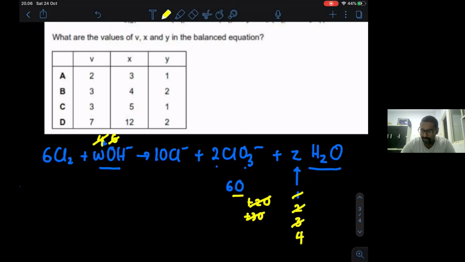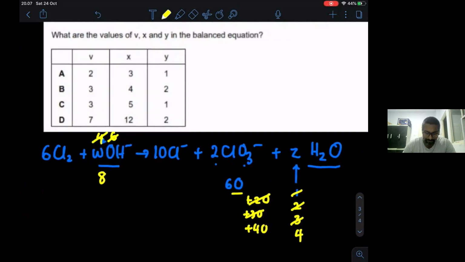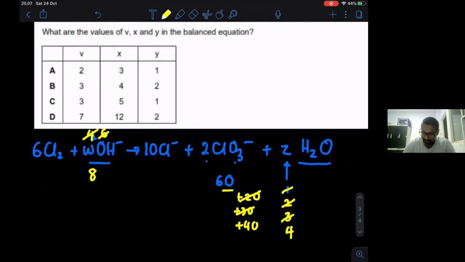Okay, 4. If I put 4, what will happen? If I put 4 here, I am going to have 4 oxygen here, so I have 6 plus 4, 10 oxygen. If I have 10 oxygen, and then I put 4, 8 hydrogen, so I need to put 8 here. If I put 8 here on my left hand side, you will get 8 oxygen, but here I have only 10 oxygen. So still cannot.